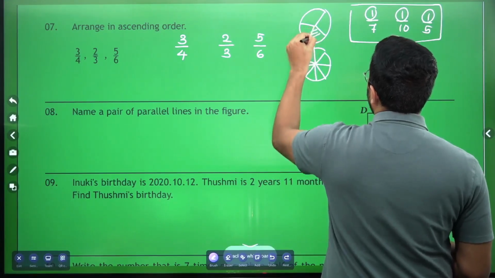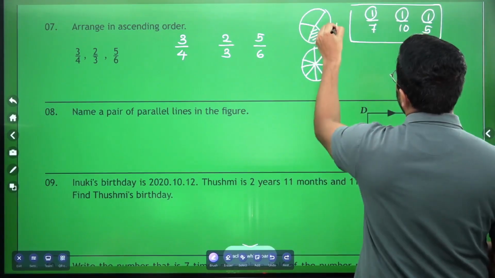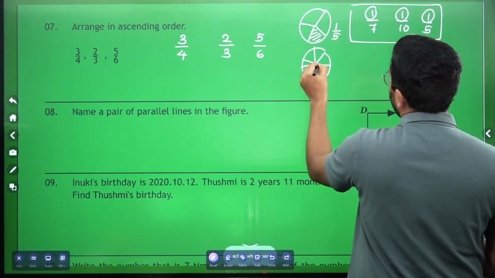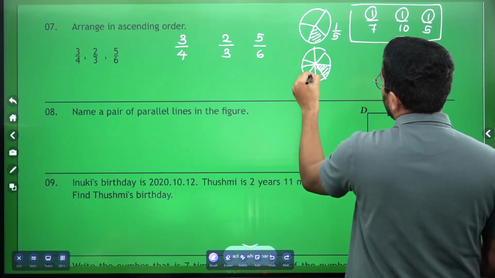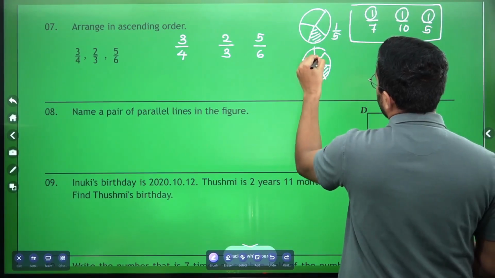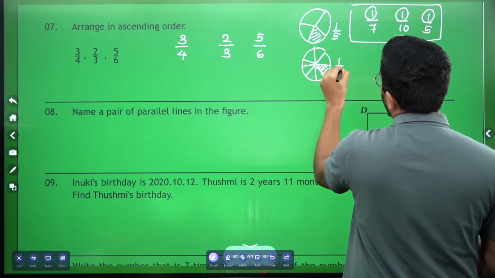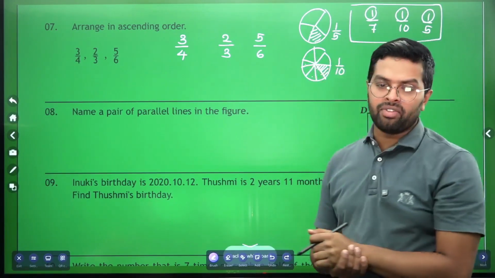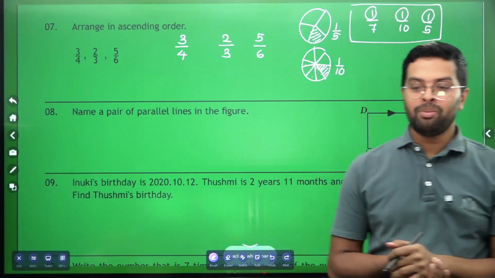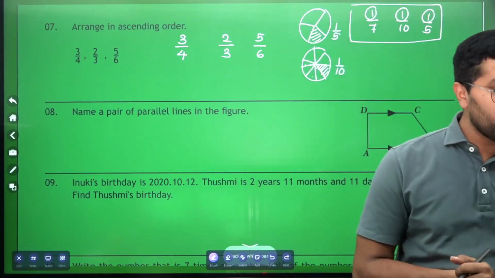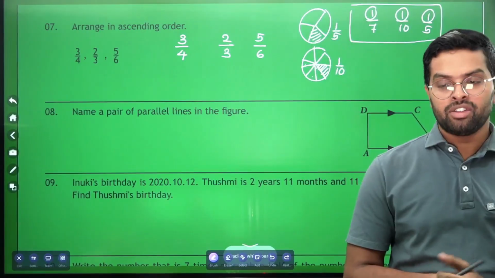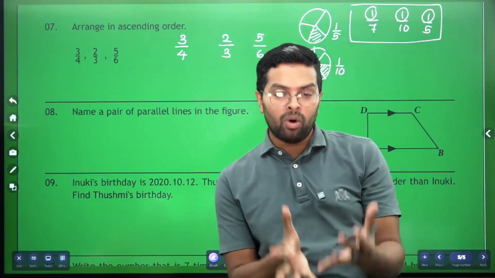Eating a piece of the first cake, you represent it as 1 over 5. Eating a piece from the second cake, it will be 1 over 10. So which is the larger fraction? You tell me. 1 over 5 is the larger fraction, right? So that means 1 over 10 is the smallest fraction.